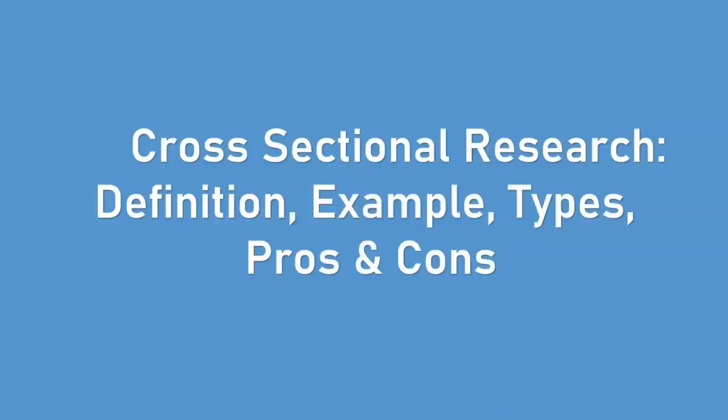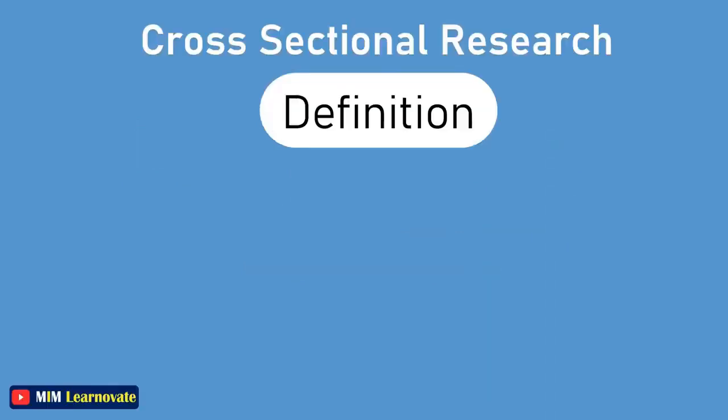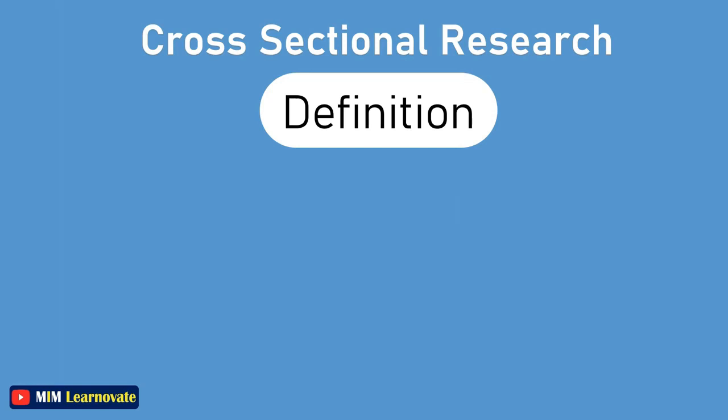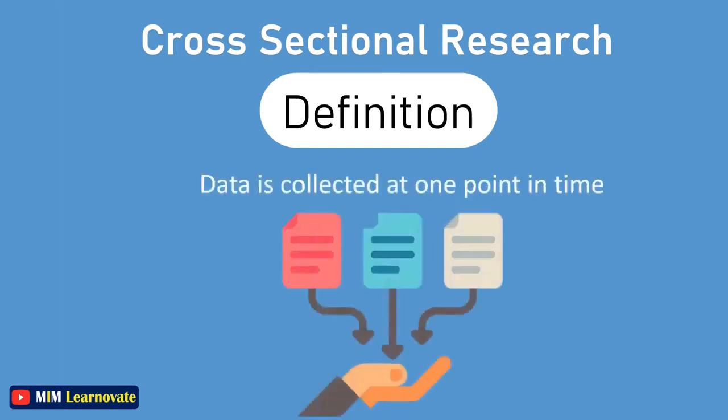Cross-sectional research: definition, example, pros and cons of using cross-sectional research. Definition of cross-sectional research: cross-sectional research is defined as a type of research design in which you collect data from different individuals at a single point in time. In cross-sectional research, you observe variables without influencing them. In cross-sectional research, data is collected at one point in time.